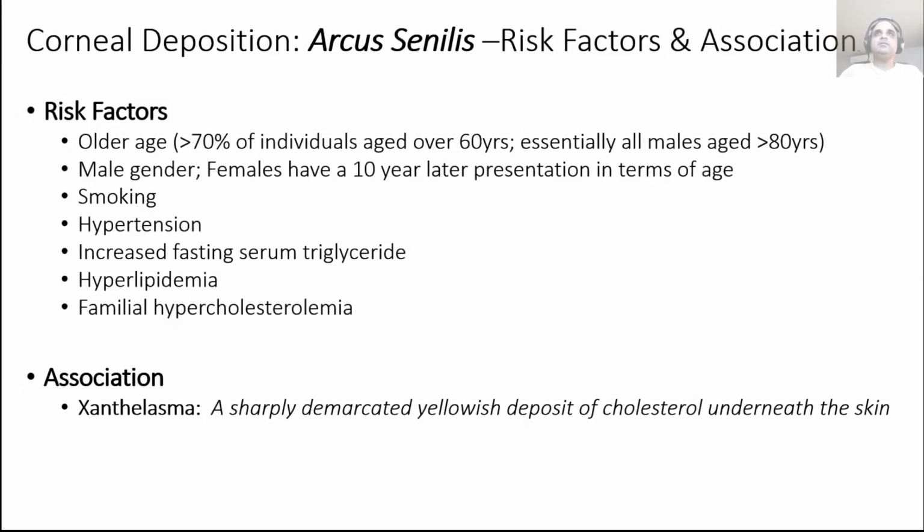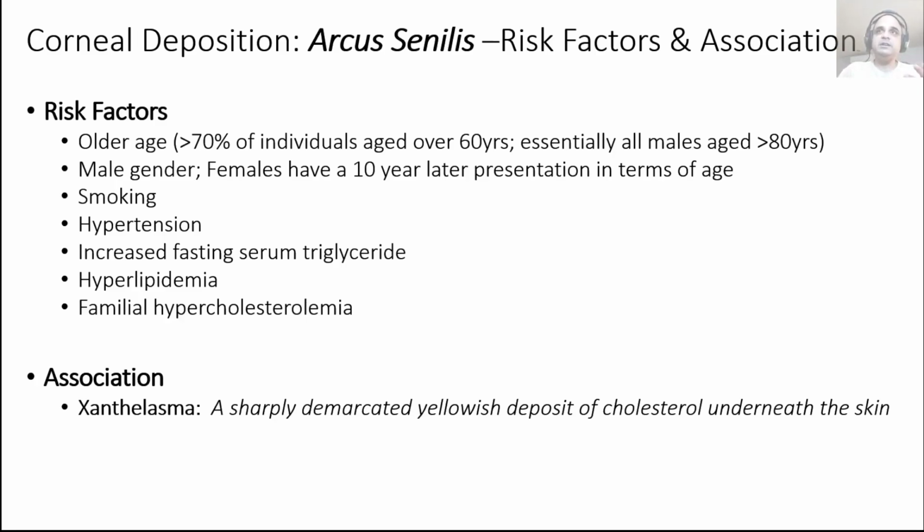So what are the risk factors that are associated with arcus senilis? Old age. 70% of individuals who are more than 60 years of age would have this, and essentially all males over the age of 80 would have it. Male gender is usually the one that gets it before. Females usually get it about 10 years later in terms of age of presentation. Smoking, hypertension, fasting serum triglyceride levels, hyperlipidemia, and familial hypercholesterolemia are all risk factors for arcus senilis.